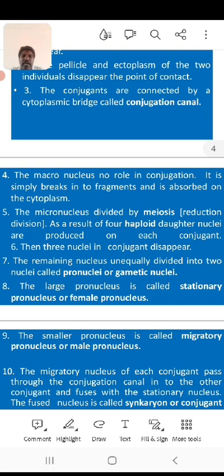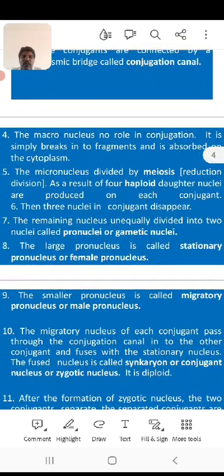Next, the migratory nucleus of each conjugant passes through the conjugation canal into the other conjugant and fuses with the stationary nucleus. The fused nucleus is called the synkaryon, conjugation nucleus or zygotic nucleus. The zygotic nucleus is diploid. What do we mean by diploid? It has 2n chromosomes, whereas haploid has a single n set of chromosomes.